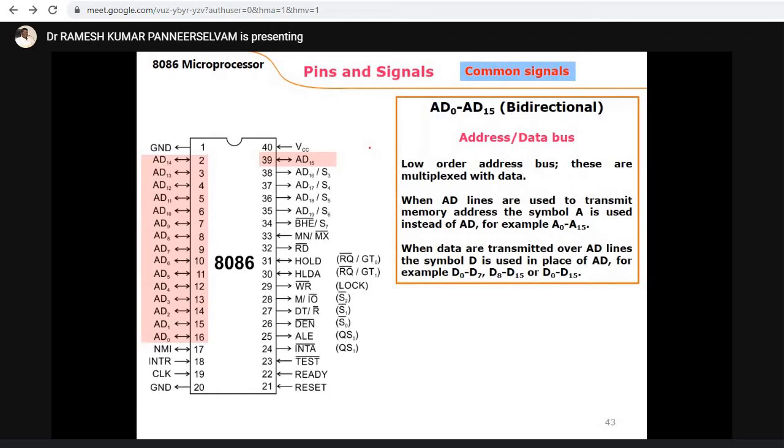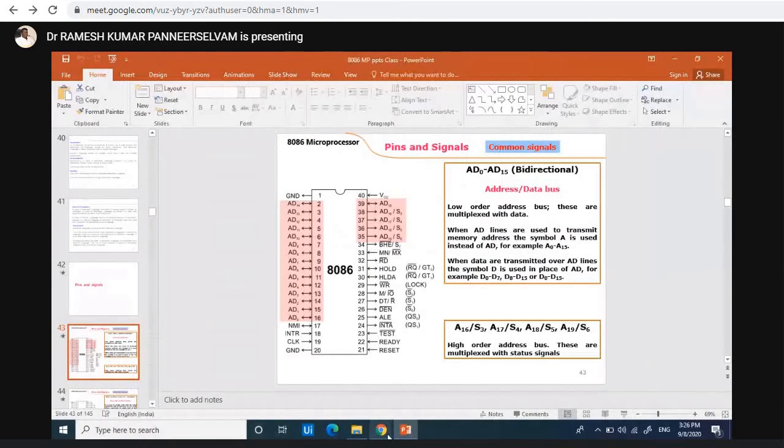So the lower order address bus lines are all multiplexed with the data. They carry both data as well as address. When the AD lines are used to transmit a memory address, they are represented as A0 to A15. When they carry data, it is represented as D0 to D15. Sometimes we may use 8-bit data, so it is D0 to D7. Sometimes you use 16-bit data, D0 to D15. So you can use accordingly.